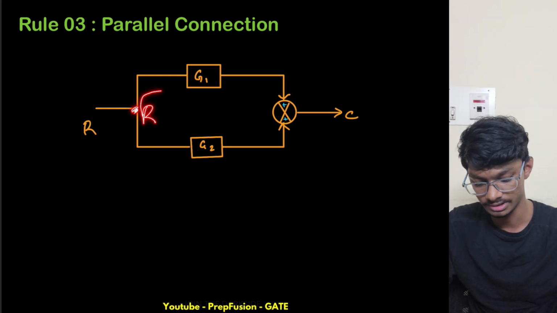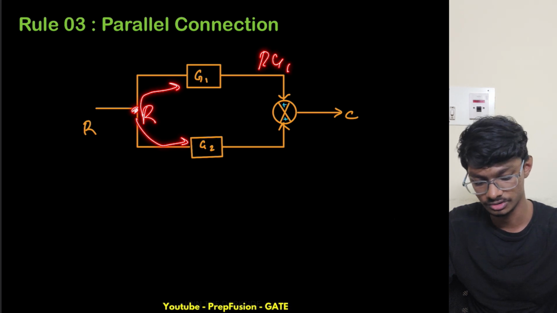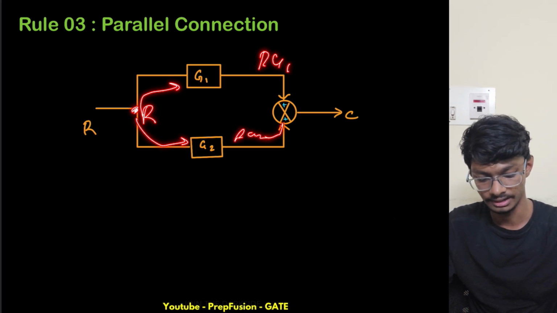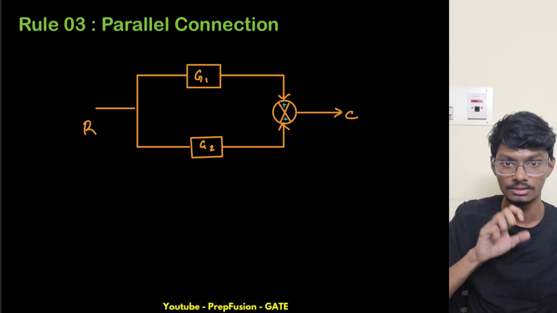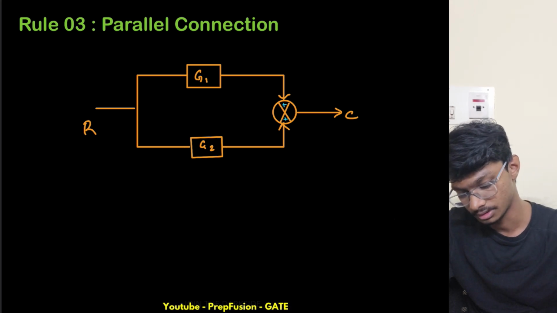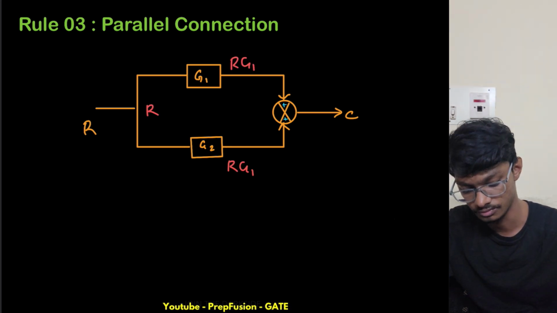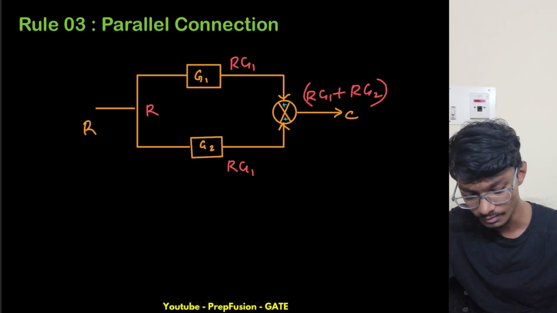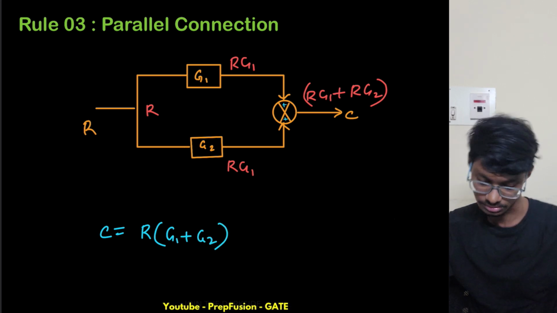This is R, right? So R is getting multiplied with this one and with this one. Here we have R into G1, here we have R into G2, and this is getting added here. So C equals R into G1 plus G2. Let me write over here only. We have R over here, R into G1 over here, and R into G2 over here. So what do we have? R into G1 plus R into G2, right? So C equals R into G1 plus G2, right?